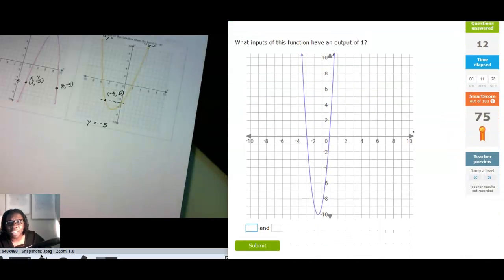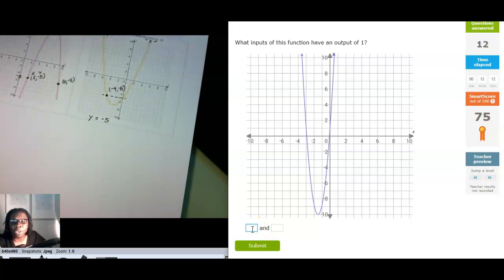What inputs of this function do we have for the output of 1? Notice, plural, that means there's more than one x value. So what we're saying here is, what are the x values when the y value is 1? So let's go up to 1, and notice you have a point here and you have a point here. So the answer would be, when I have an output of 1, a y value of 1, my x's are 0, because I'm right here.